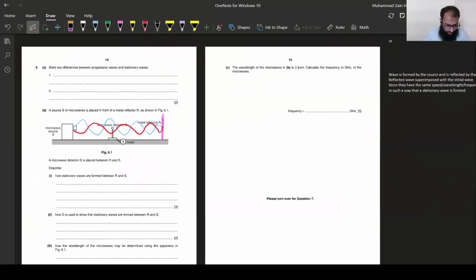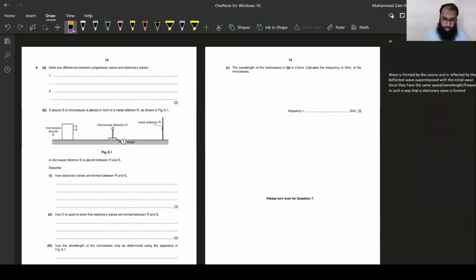Now the next part is: a microwave detector D is placed between R and S. Explain how D is used to show that stationary waves are formed between points R and S. Now the thing is that there are two features which I just told you about on a stationary wave, which are the nodes and antinodes. These are points unique to stationary waves.